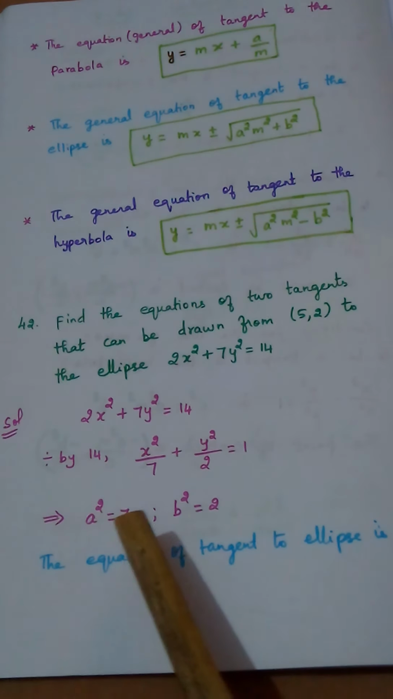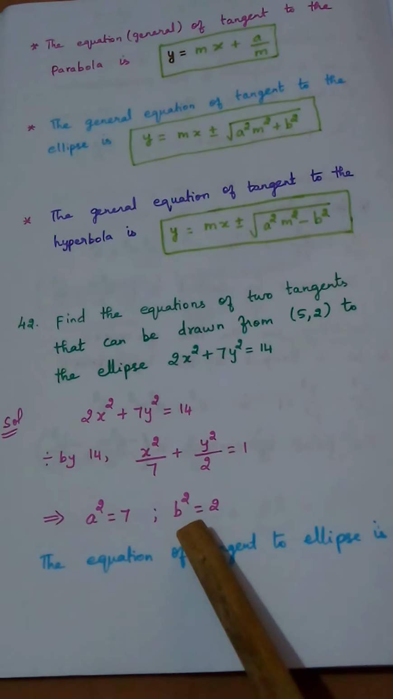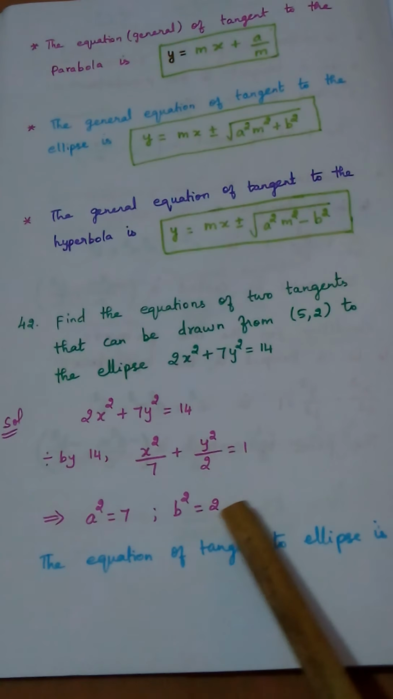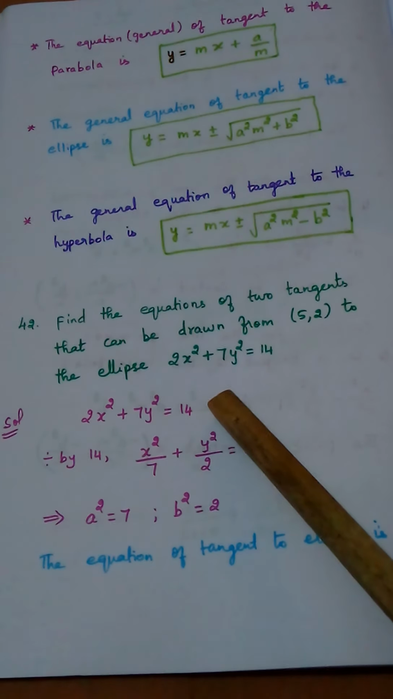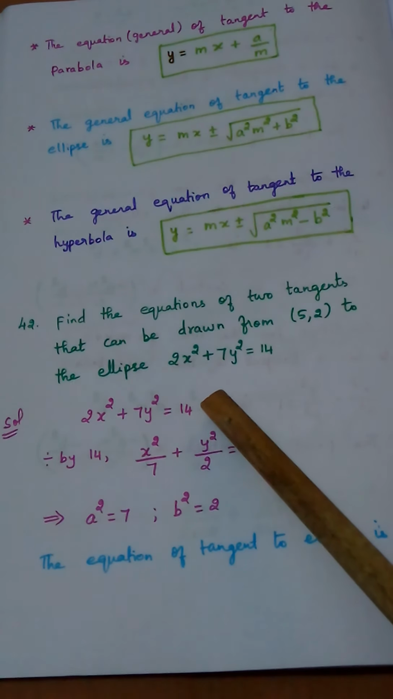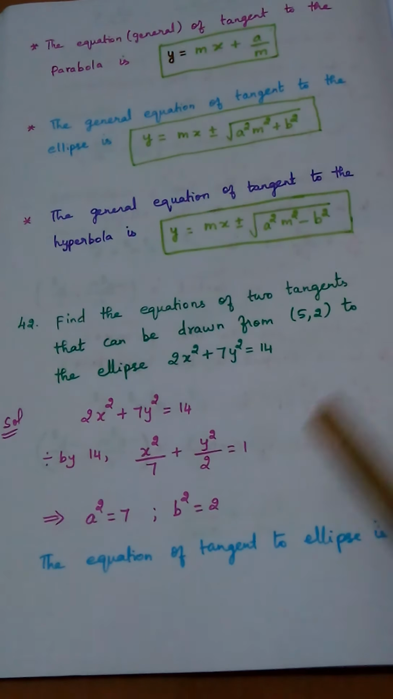In an ellipse, how do we choose a²? a² means the bigger number, and the smaller number is taken as b². So a² is 7 and b² is 2. I think you will understand up to this. This is the equation of the ellipse they have given. We bring it into standard form and write the a² and b² values.